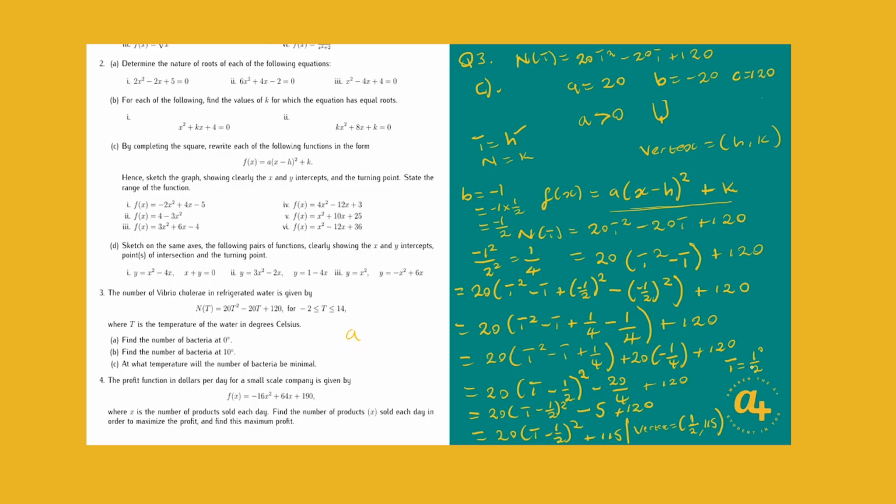However, since the question is asking us to find the temperature at which the number of bacteria will be minimal, our only interest is the value of h. Hence, our final answer is 1/2 degrees.